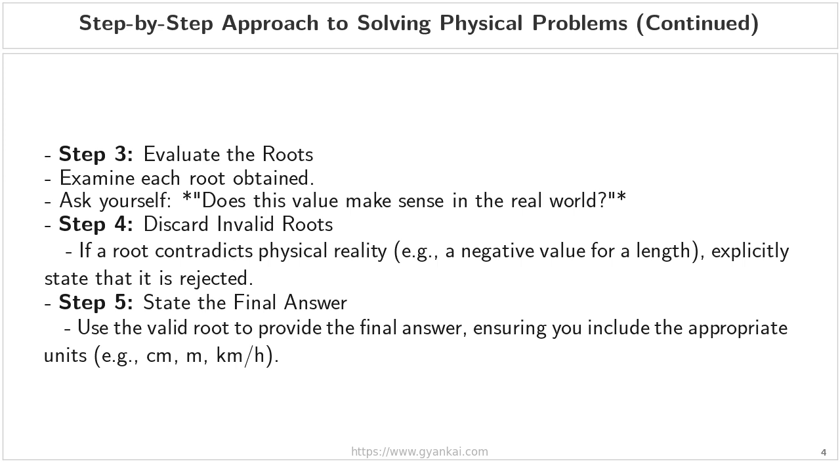And please, a very important reminder, always ensure you include the appropriate units, such as centimeters, meters, or kilometers per hour. A number without its unit is incomplete in applied mathematics.